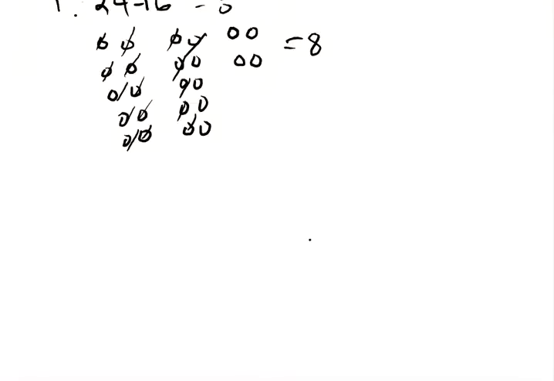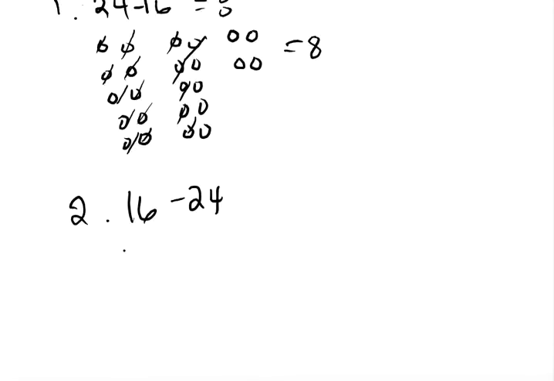So let's look at number 2. Number 2, we're starting with 16 and we're taking away 24. So again, I have to draw my 16 that I'm starting with. 1, 2, 3, 4, 5, 6, 7, 8, 9, 10, 1, 2, 3, 4, 5, 6. And I have to take away 24. So I don't have 24 to take away right away.